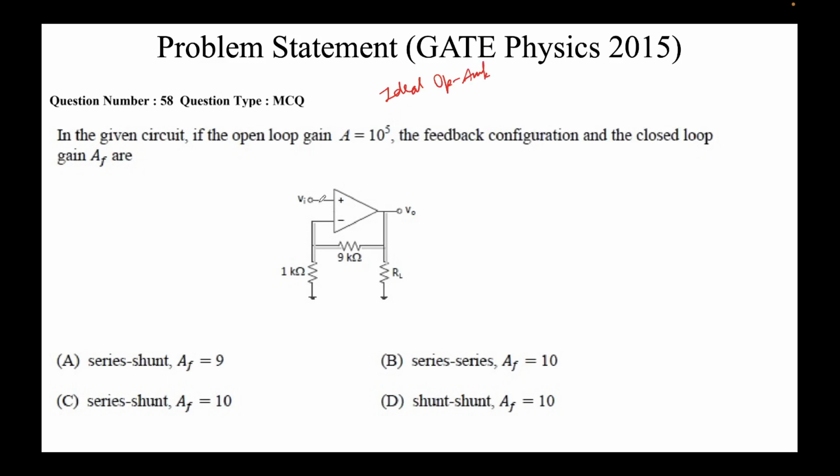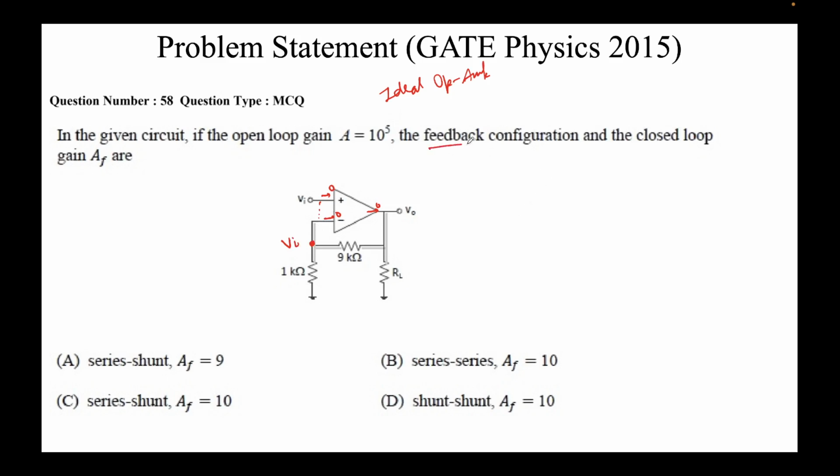Ideal op amp means current here is 0, current here is 0, and current coming out of this op amp is also 0. Very good. And virtual short, so if voltage Vi is here, then voltage Vi will also be here. Very good. Now the feedback configuration.